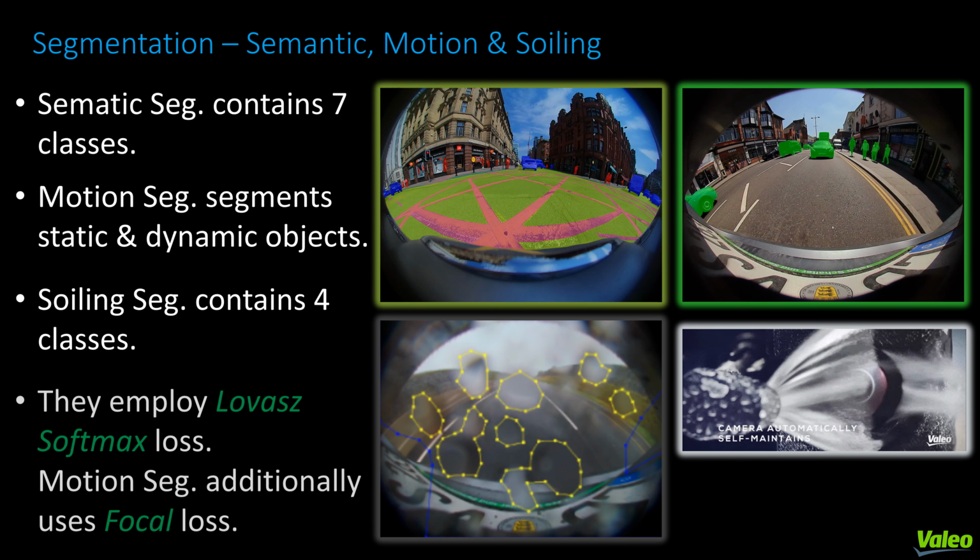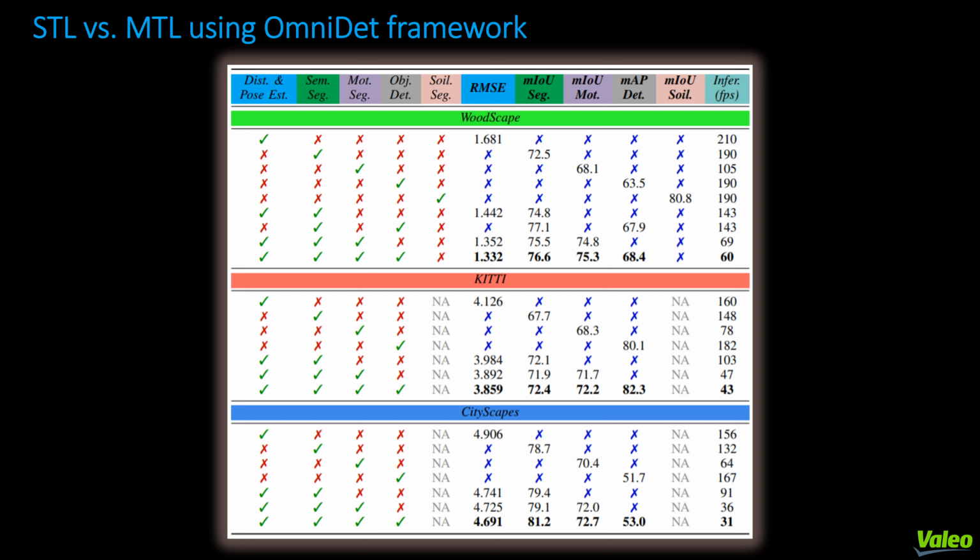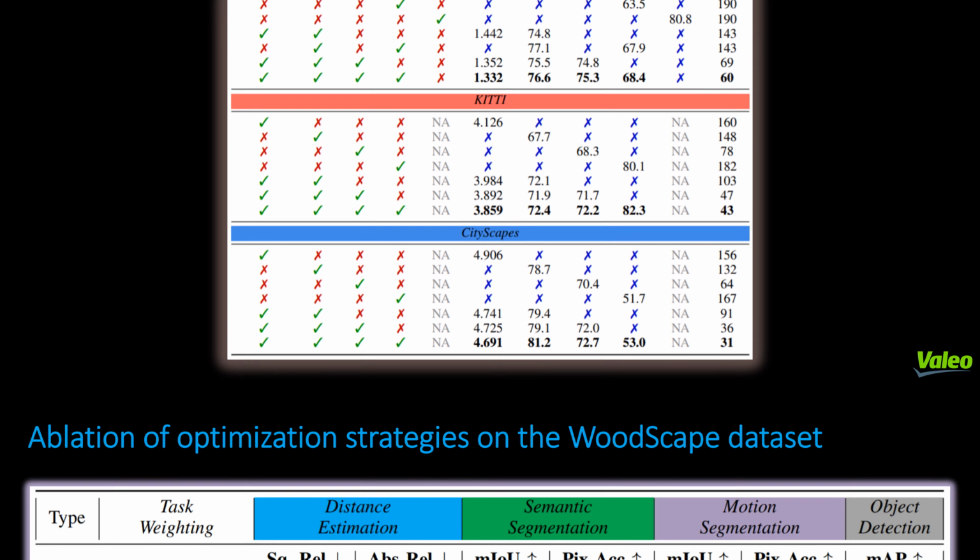Finally, we will discuss the quantitative results. We perform a quantitative evaluation of OmniDet on 3 different datasets, namely WoodScape, KITTI, and Cityscapes. We ablate the single task versus multitask results. We obtained superior results when compared to single task training by mitigating the negative transfer in our multitask framework.